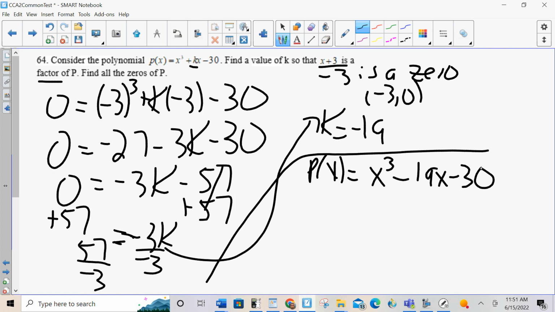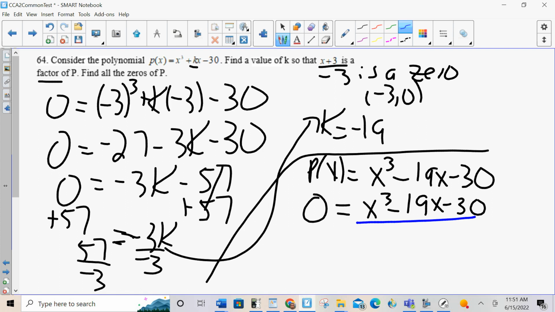Now it says to find all the zeros. So replace p of x with 0, and then I have to factor this. I can't factor this. It's not a trinomial. There's nothing I can do. So the only way to factor something that doesn't factor is to know one of the factors already. And I do know the factor already. I know that x plus 3 is a factor.